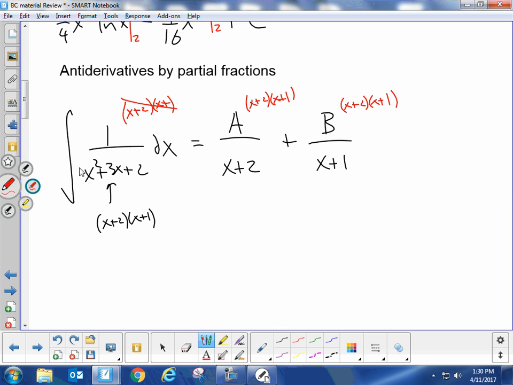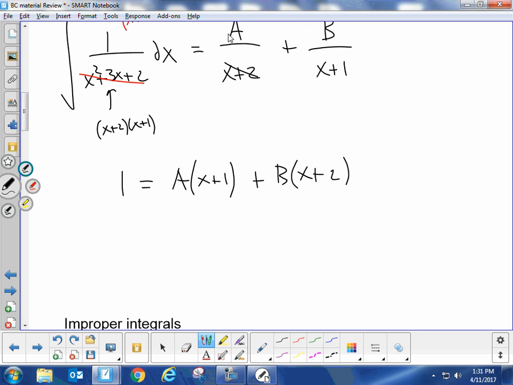Well, on this left side, everything would cancel and just leave us with 1. On the right side, the x plus 2's would cancel, leaving us with a times x plus 1. And here, this would be b times x plus 2. Well, this is the situation where we have an equation and we want to solve for a and b, and we'll pick some x values to help us. So we'll select x equals -1. Well, that would give me, this would go away. This would just be b times 1, so I get b is 1. Now let's select x is -2. I'd get 1 is equal to a times -1 plus, this would be 0 because this would go away. So this would give me that a is -1.